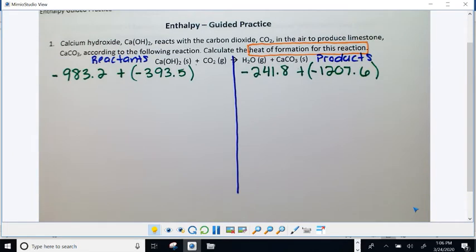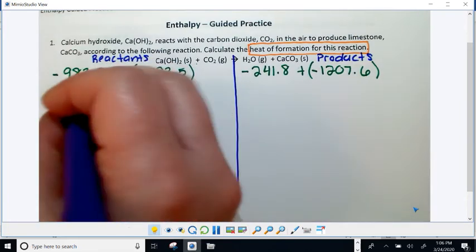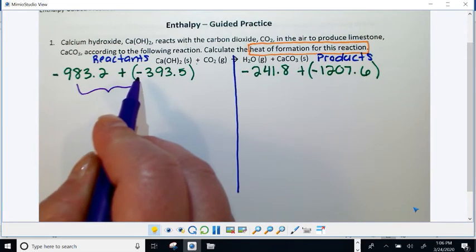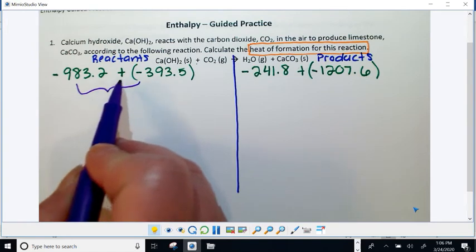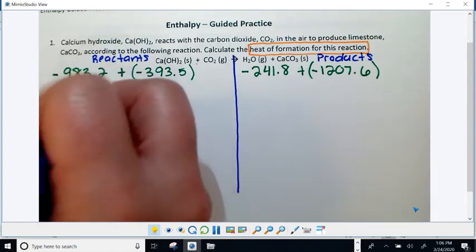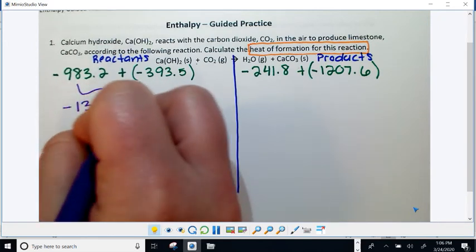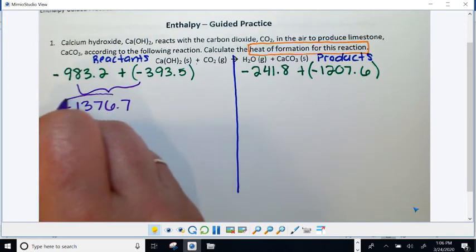All right, so we have our enthalpies of formation. There are no coefficients. If there were coefficients, we would have to multiply by them, but there are none. So I'm going to go ahead and solve this math problem. I'm going to put this into my calculator. I'm going to do negative 983.2 plus negative 393.5, and I'm going to get negative 1,376.7. Once I get down to one number, I'm going to circle it.